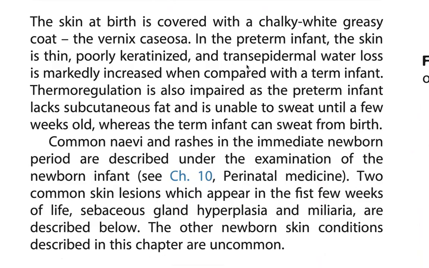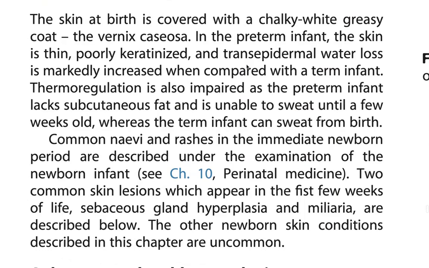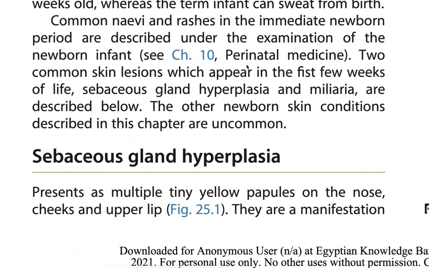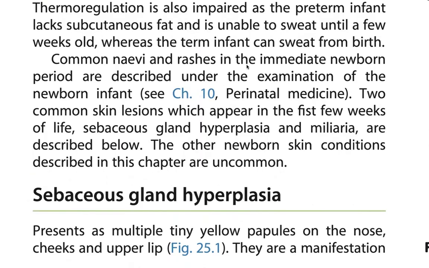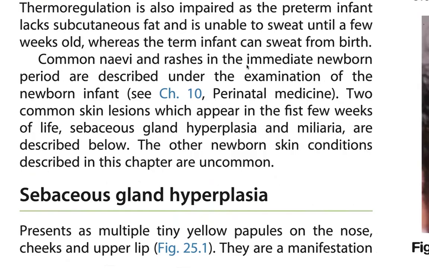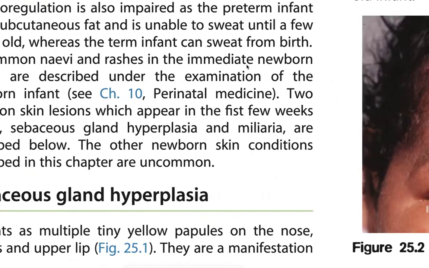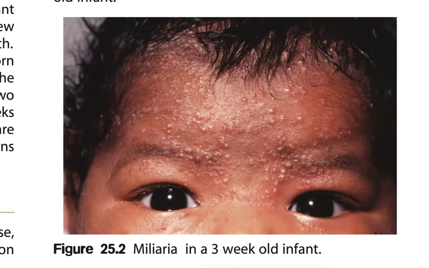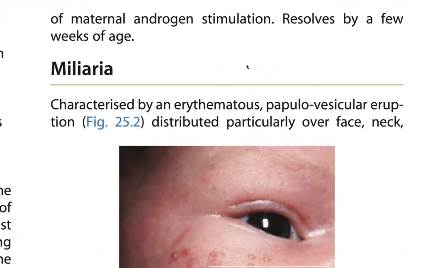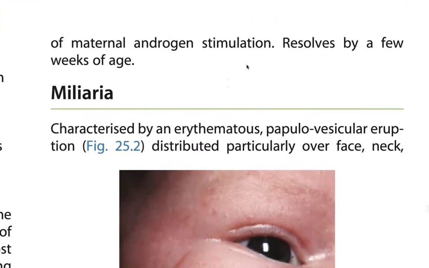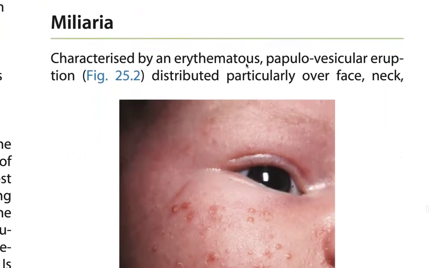Two common skin lesions appear in the first few weeks of life: sebaceous gland hyperplasia and miliaria. Other newborn conditions are uncommon. Sebaceous gland hyperplasia presents as multiple tiny yellow papules on the nose, cheeks, and upper lip. They are a manifestation of maternal androgen stimulation and resolve by a few weeks of age.